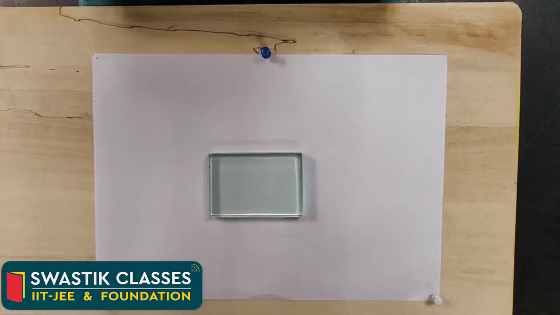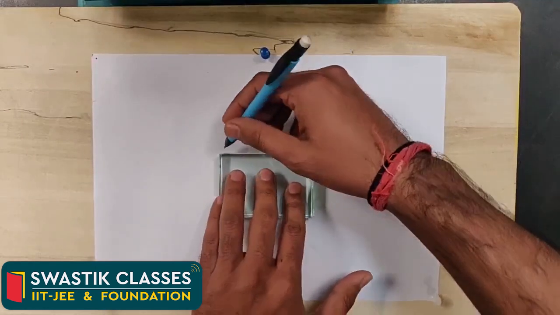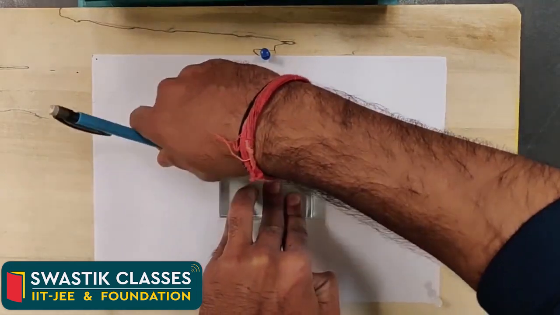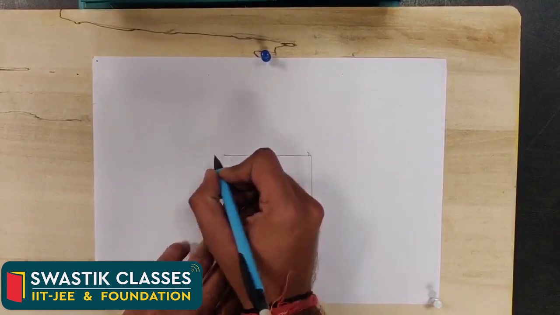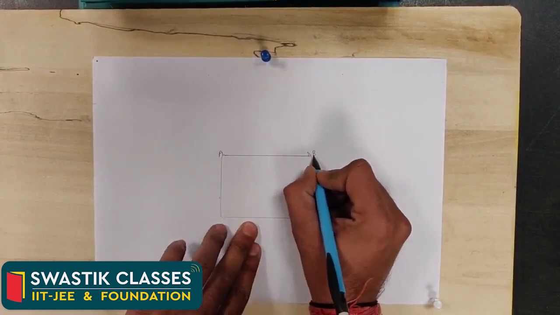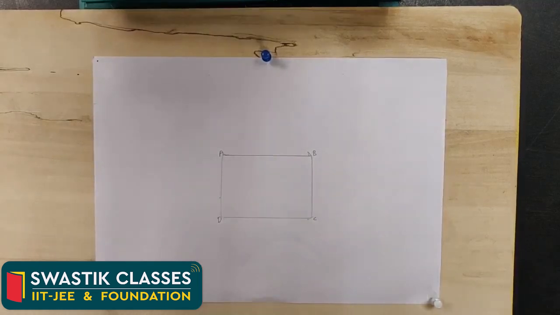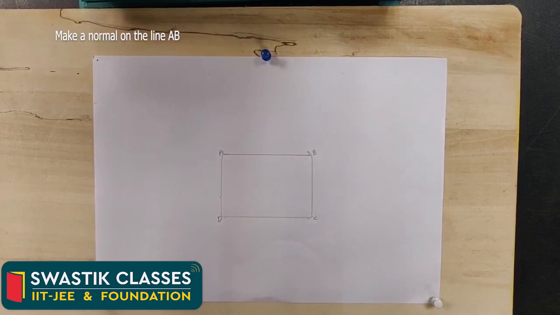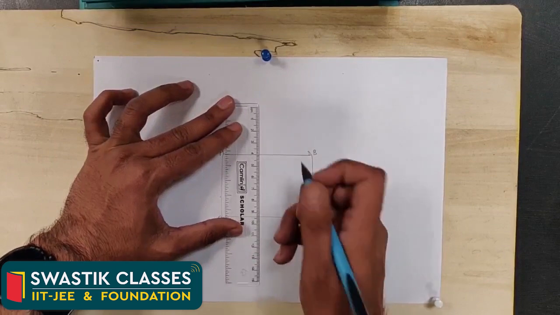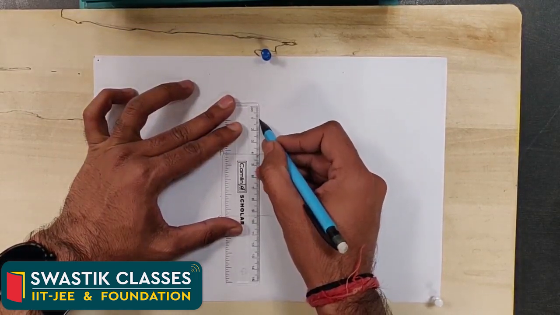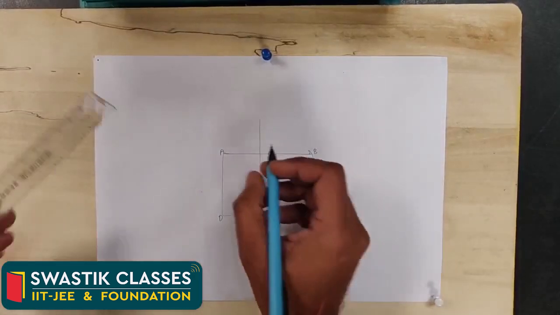First of all, we'll make an outline of the glass slab using the pencil. So we have made the outline. Now we can name it A, B, C, D. So this is A, here it is B, this point is C, and this we can name as D. Now we'll make a normal on the line AB. I'll make a normal using the scale here, and we can name this normal as MN.